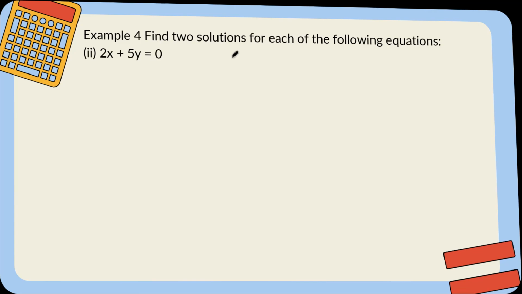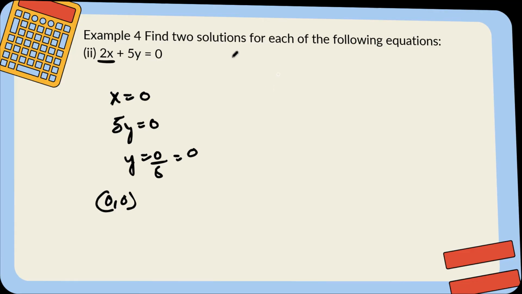2x plus 5y is equal to 0. Again, two solutions. Put 0. If you put x is equal to 0, what happens to y? Okay, y will also be 0. Why? Because 2 into x will become 0. Then we have 5y is equal to 0. So what is y? Y is equal to 0 by 5, which is 0. So if x is 0, y is 0. Okay, that is a solution.